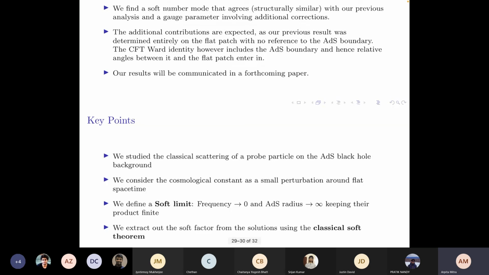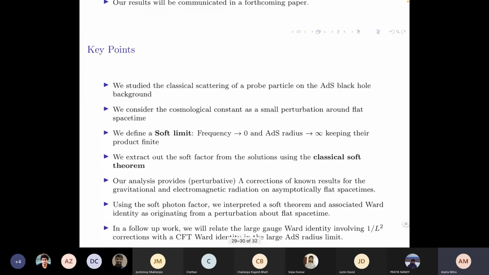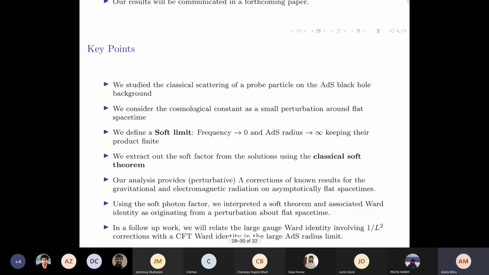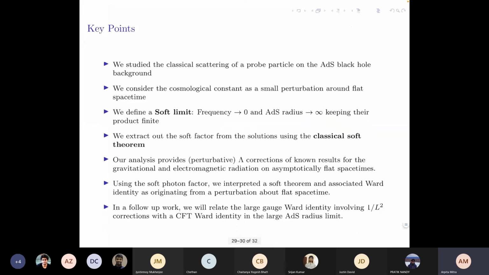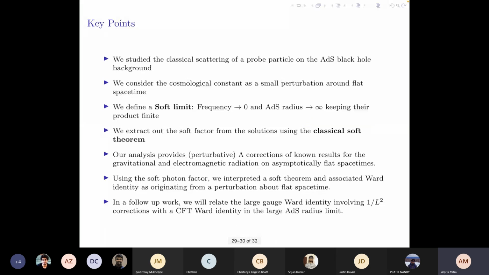So far, I will summarize my talk in some points. We studied the classical scattering of a probe particle on the AdS black hole background. Then we considered a cosmological constant as a small perturbation around flat space-time. We defined a soft limit, which is a double scaling limit. We extracted the soft factor from the solutions. Our analysis provides linear in lambda perturbative corrections to the flat space-time result. Using this soft photon factor, we interpreted a soft theorem and corrections to the associated large gauge Ward identity. And we also related this large gauge Ward identity with a CFT Ward identity in the large AdS radius limit. Thank you.